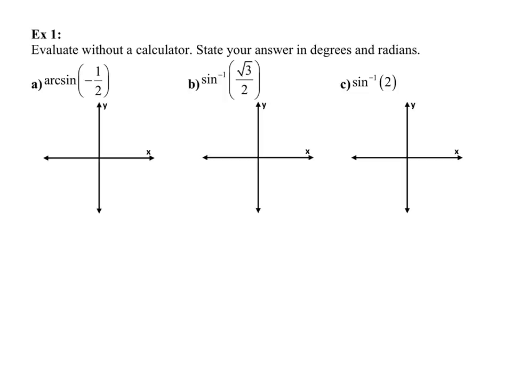Example 1. Here we have the inverse of sine of -1 over 2. In this case, we have sine, which is opposite over hypotenuse, and hypotenuse is always positive, so opposite must be negative. And for sine, we're always working in quadrants 1 and 4. Now let's see. Where would the opposite be negative and hypotenuse be positive? So if opposite's negative, that's your y value.